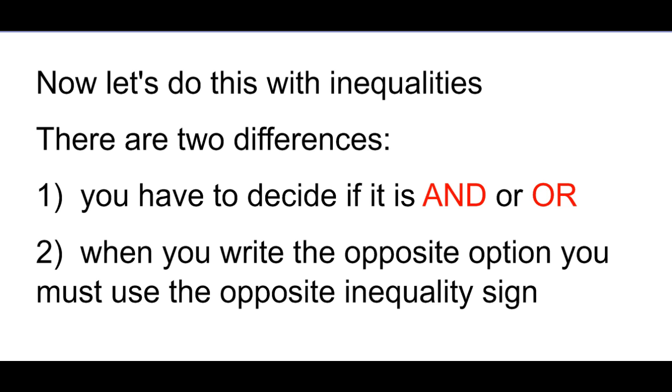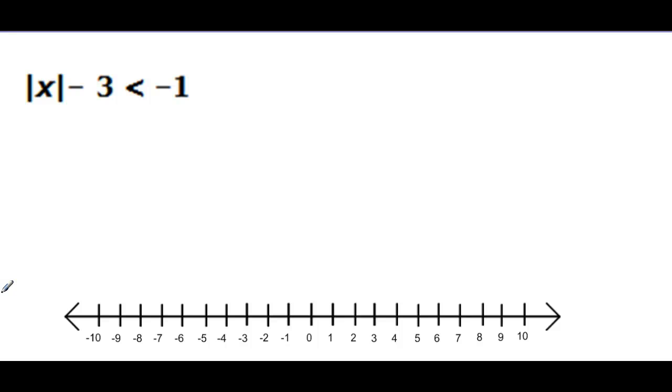So now let's do this with the inequalities. There's just two differences. The first one is you have to decide if it's going to be an "and" or an "or" compound inequality. And the second thing is when you write the opposite option, like on the other one we did positive 3 and negative 3, when you write the negative 3 option, you have to use the opposite inequality sign also. So in other words, you have to flip the inequality.